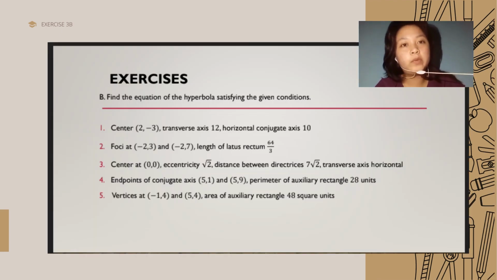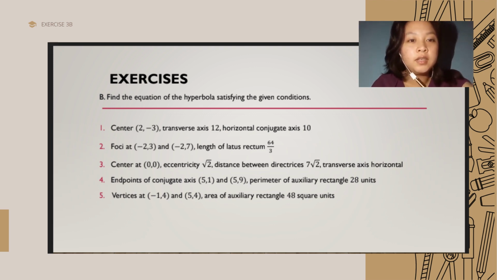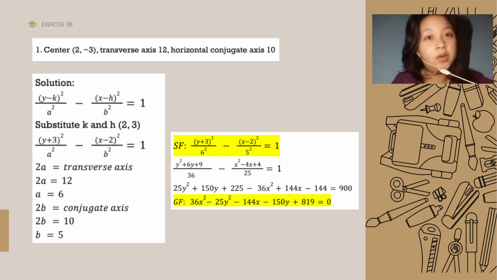And now we are going to proceed to 3B exercise wherein we need to find the equation of the hyperbola satisfying the given conditions. So, ayan. Wag na tayo magpaligoy-ligoy. Let us now proceed to number 1. Number 1: center (2, -3), transverse axis 12, horizontal, conjugate axis 10.